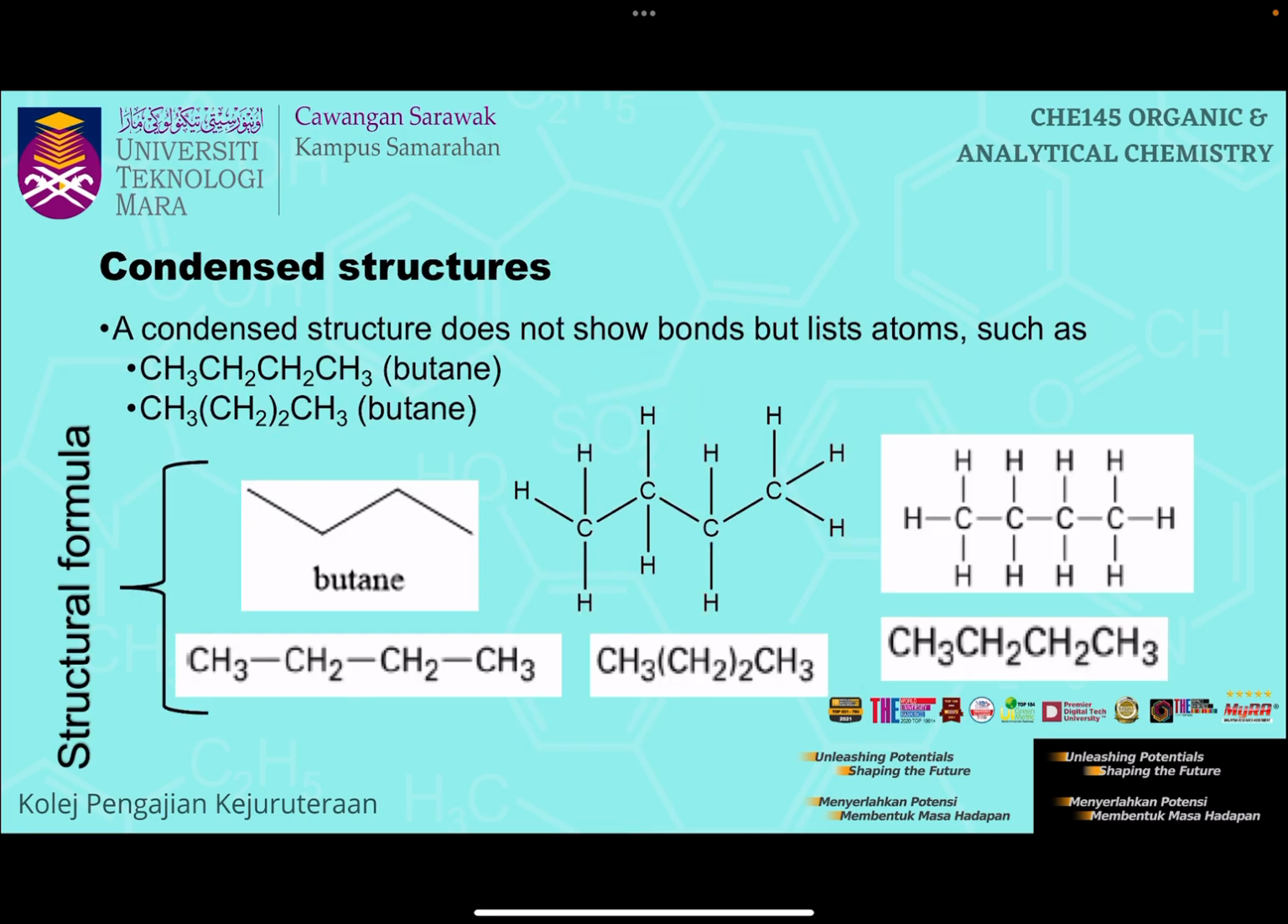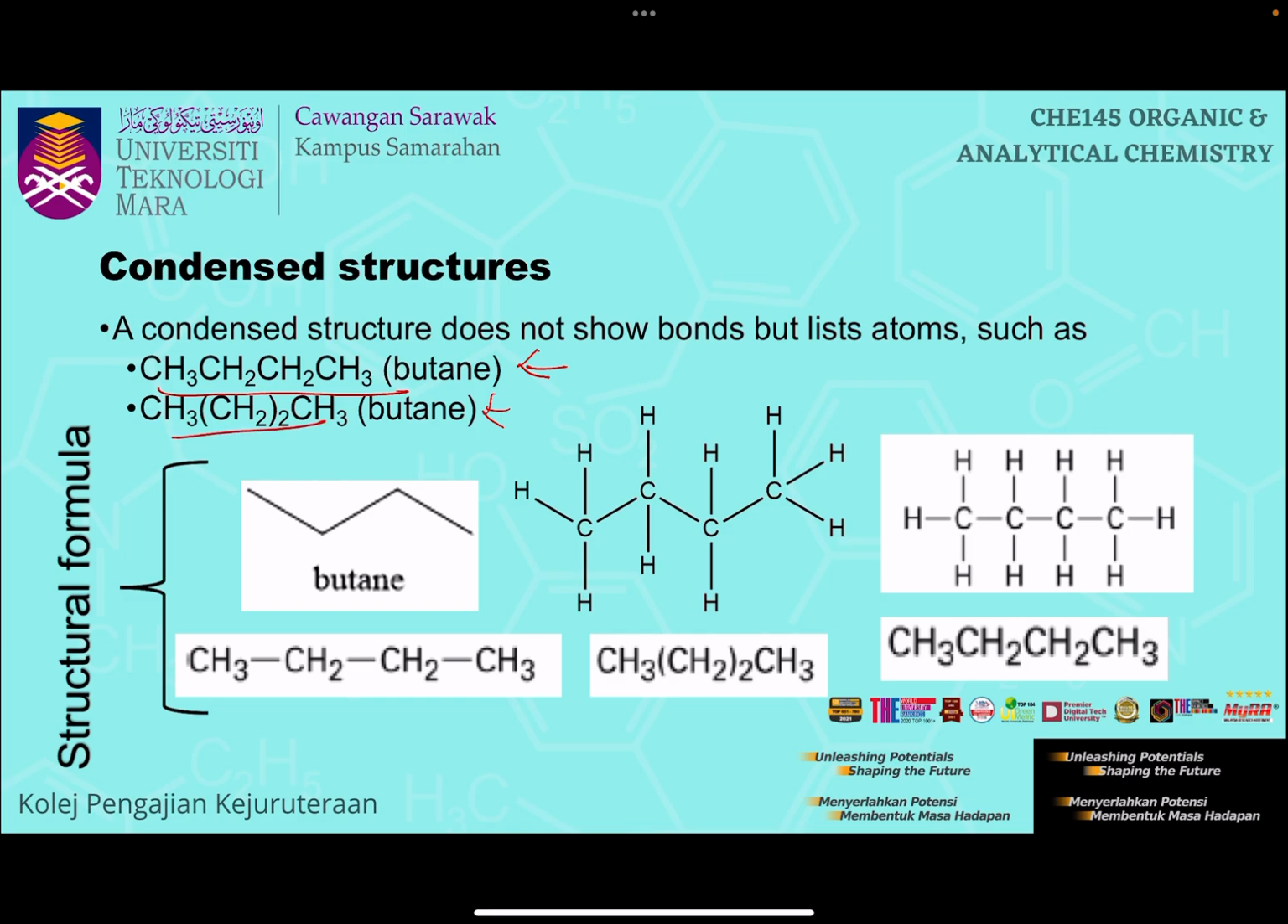Okay, so condensed structures, all right, you need to know this because in the exams, sometimes they ask you to draw the structure, but they give you the formula in this format. Like it's written in this format.